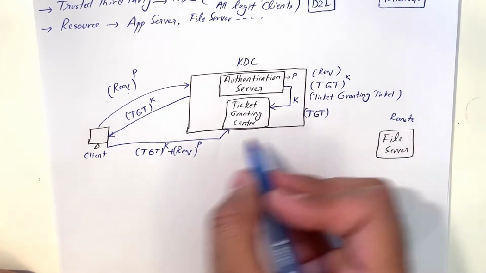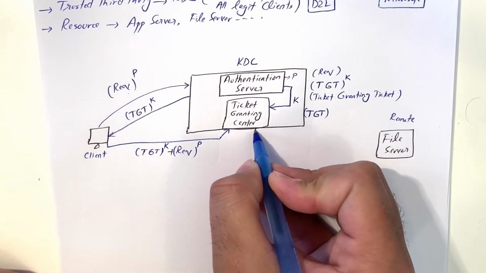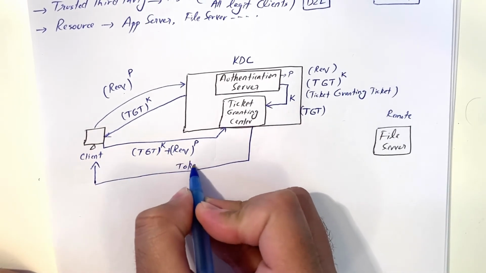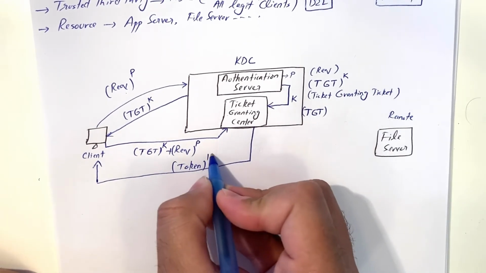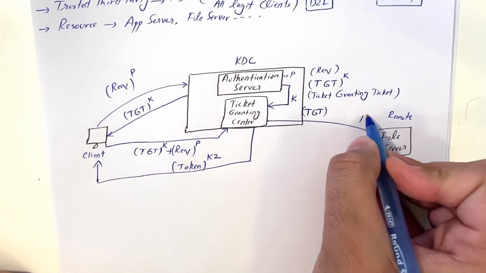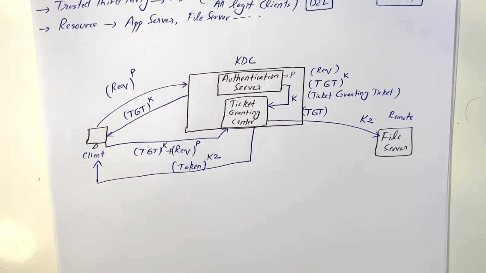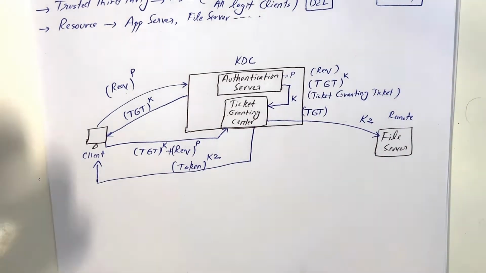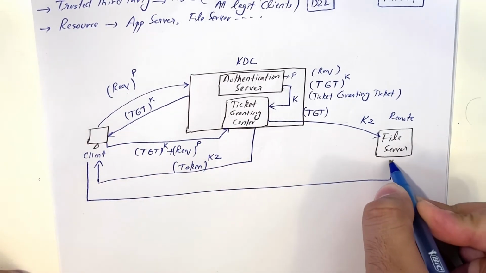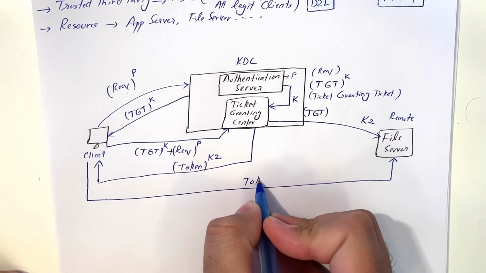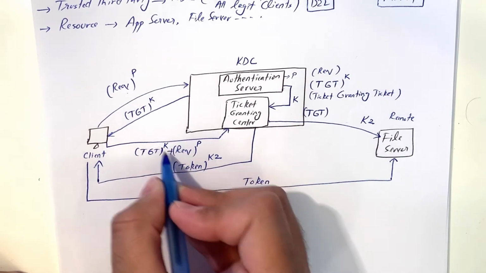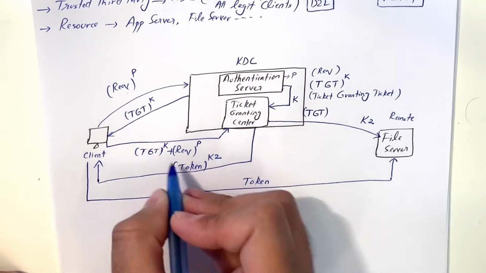And after that, for the same ticket granting ticket, they will issue the client a token which is encrypted with another key called K2. And then they also forward this K2 to the file server, like: whenever the sender sends you a token, please use this particular key to unveil it. After you receive this token, the client will now reach out to the file server again and send this encrypted token. So the client doesn't know what is inside the token. Client doesn't know the TGT as well, because these are encrypted with keys unknown to the client.